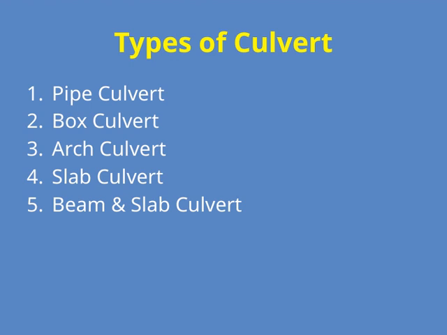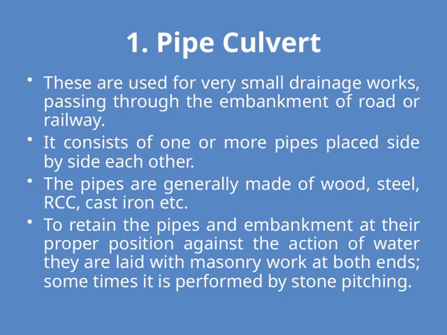Moving on, we have the slab culvert, which is basically a flat, slab-like structure, suitable for short spans or where space constraints exist. Finally, the beam and slab culvert combines beams with a slab to create a strong, versatile structure, especially useful for longer spans or varying load conditions. Understanding these different types helps us select the most appropriate culvert for each specific situation, ensuring durability, safety, and efficiency in our infrastructure projects.